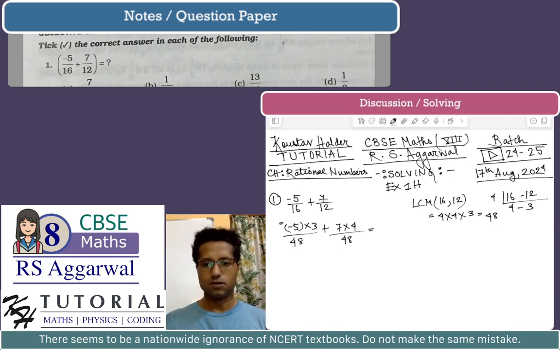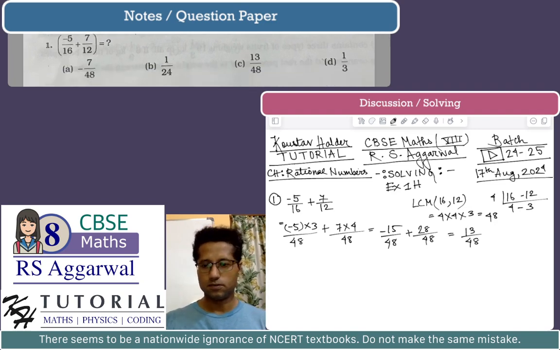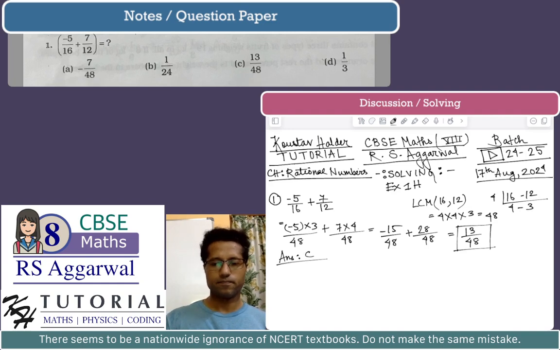So this becomes equal to minus 15 by 48 plus 28 by 48. This is equal to 13 by 48. Let's box the answer. So the correct choice will be C.